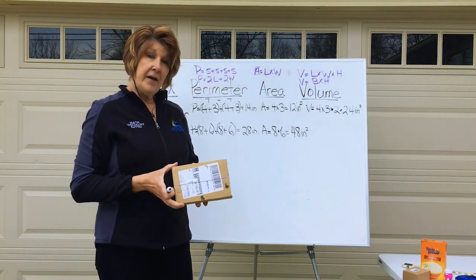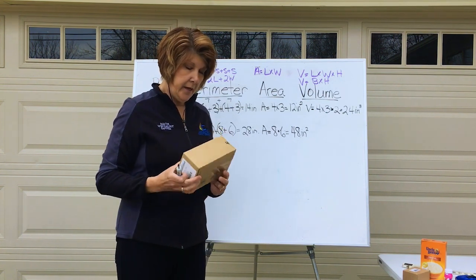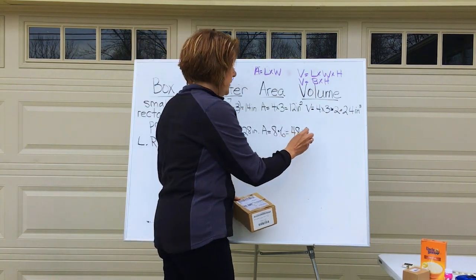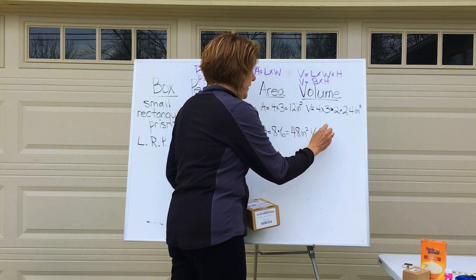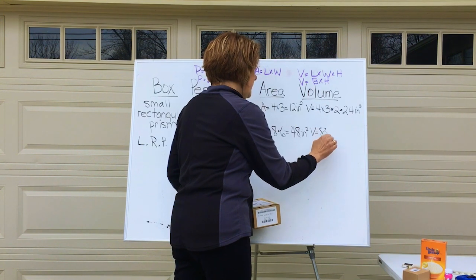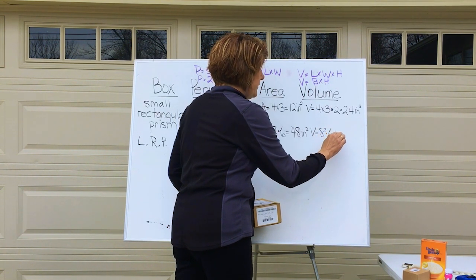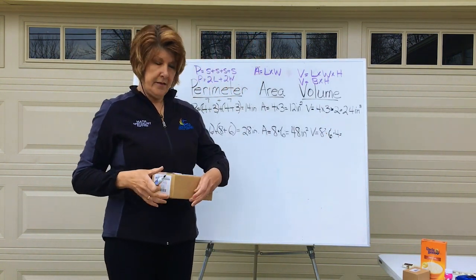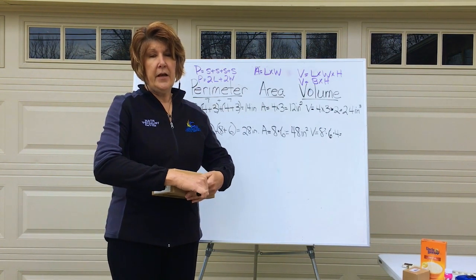And the volume of this box. So we have a length of 8, a width of 6, and a height of 4. Our height is 4. So let's go ahead and record. Our length is 8. Our width is 6. And our height is 4. And so we're going to multiply 8 times 6 is 48, and 48 times 4.